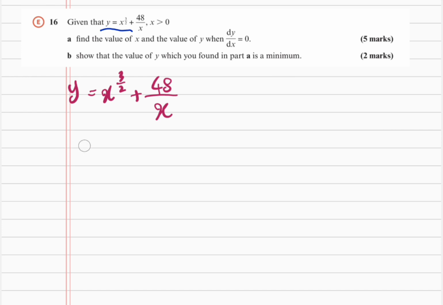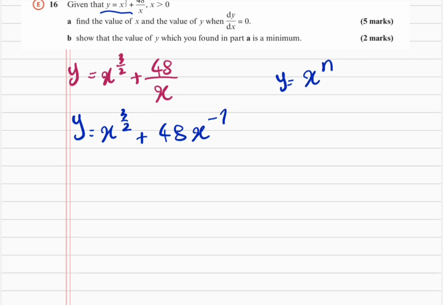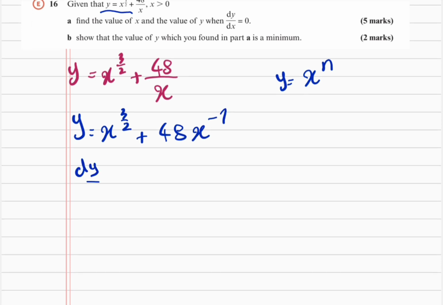Before differentiating, let's rewrite the equation in a form that can be differentiated. We need to rewrite it in the form x to the power of n. So y is equal to x to the power of 3 over 2 plus 48 times x to the power of minus 1. Now let's differentiate this equation. So we have dy/dx is equal to 3 over 2 x to the power of a half minus 48 x to the power of minus 2.